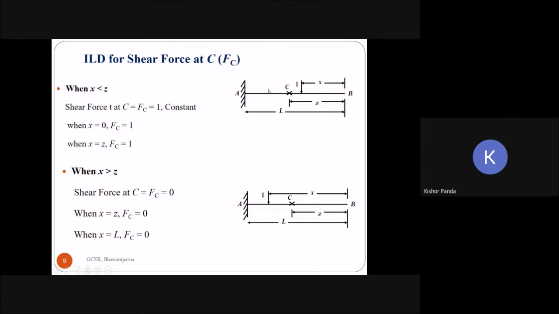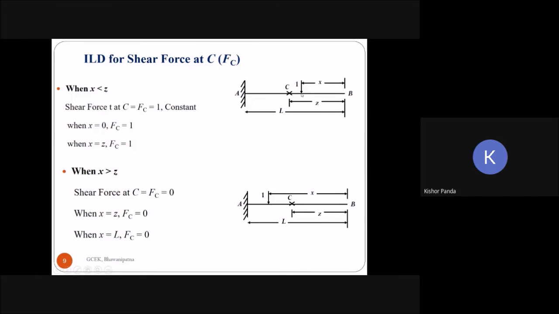So first you take the unit load between B and C, that is when x is less than Z. When x is less than Z, the unit load is present between B and C. So what is the shear force at C? When the load is present here at a distance x from the free end B, what is the shear force at C? The shear force is equal to 1.